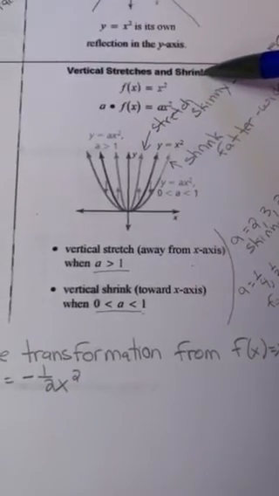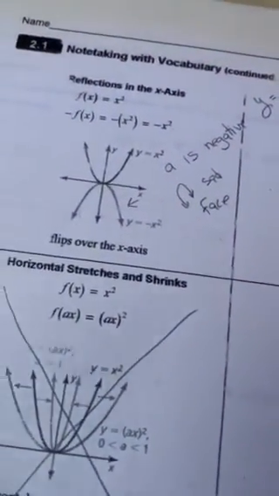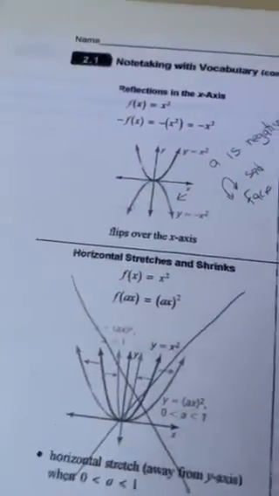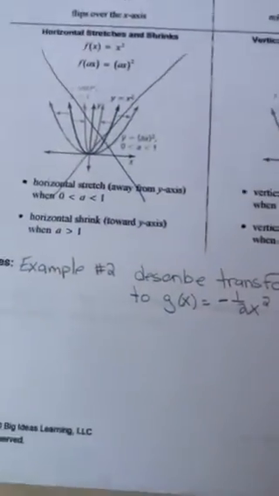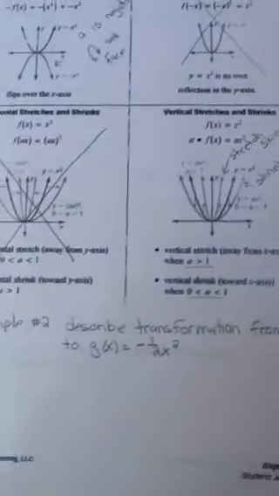So remember, A does two things. A changes the shape of the parabola, makes it skinnier or fatter. And A also, if A is negative, flips it upside down. Okay, so what I would like you to do now is we want to add this example to your notes.